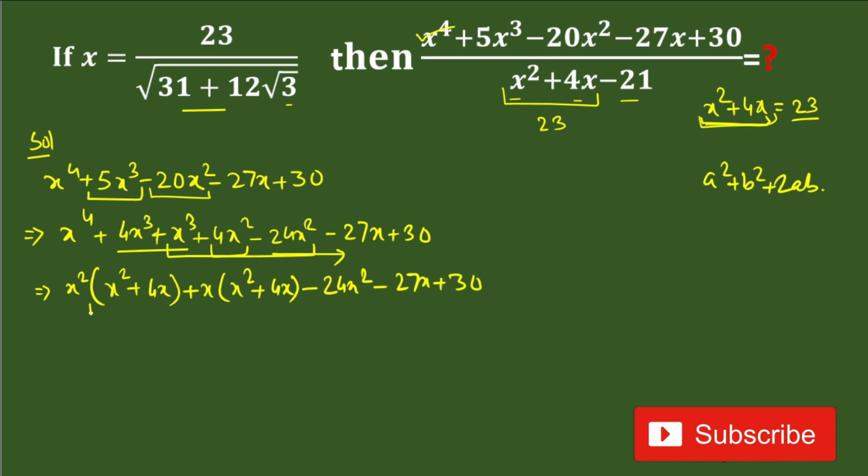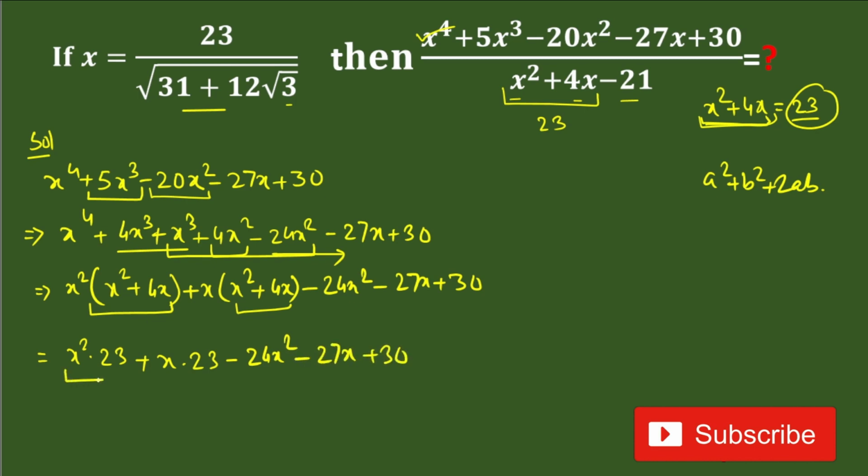Now here we have calculated the x² + 4x value, and it is 23. So we'll replace it by 23. So it is x² multiplied by 23, plus here x multiplied by the value of this term, which is also 23. So it is 23, and here we have negative 24x², negative 27x + 30.